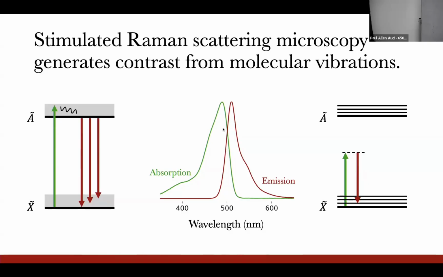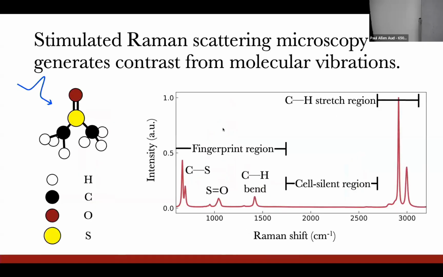And if I disperse those on a spectrometer, I can actually map out the vibrations of the molecule that I'm looking at. So this is dimethyl sulfoxide. It's just a common organic solvent.